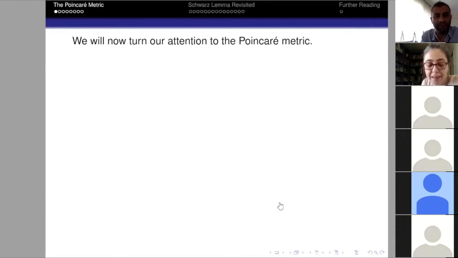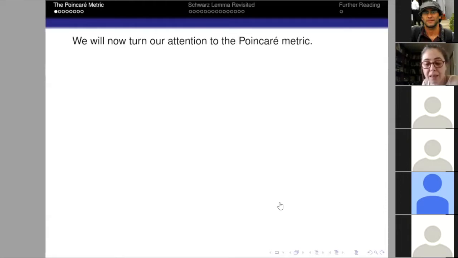Okay then. So hello everyone. Yesterday we made a short review of complex analysis and gave some preliminary definitions from differential geometry. Today I want to discuss the Poincaré metric in a detailed way, well, detailish way. So today we will turn our attention to the Poincaré metric.